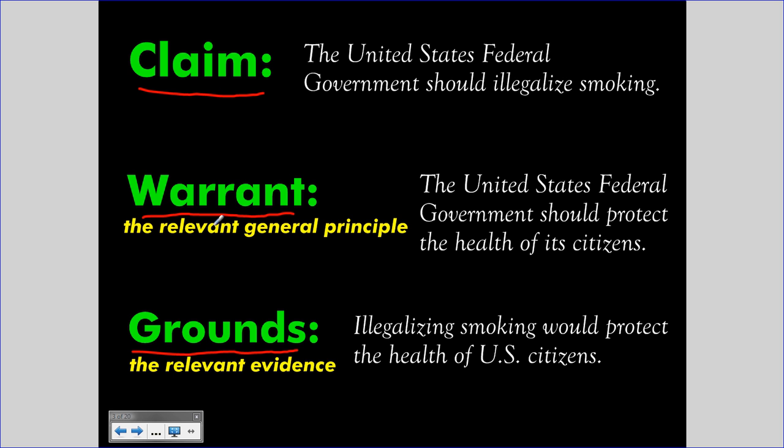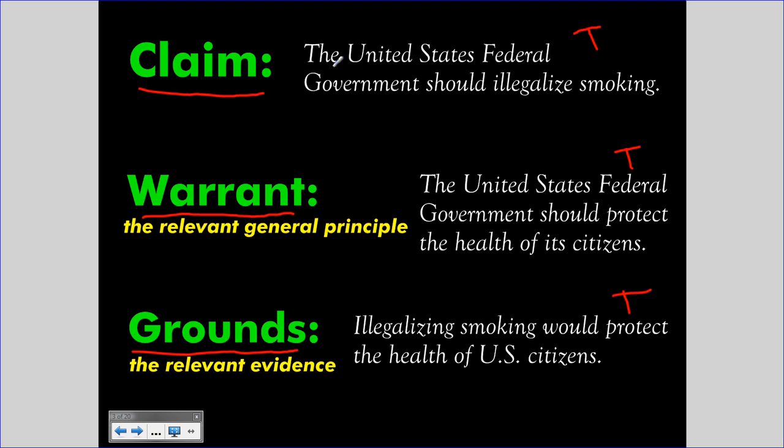Each of these is a complete sentence, a statement. And if you write each one properly, it creates an argument which is valid. Valid means if all of these statements are true, the argument is undeniable. If the grounds are true, the warrant is true, then the claim must be true.